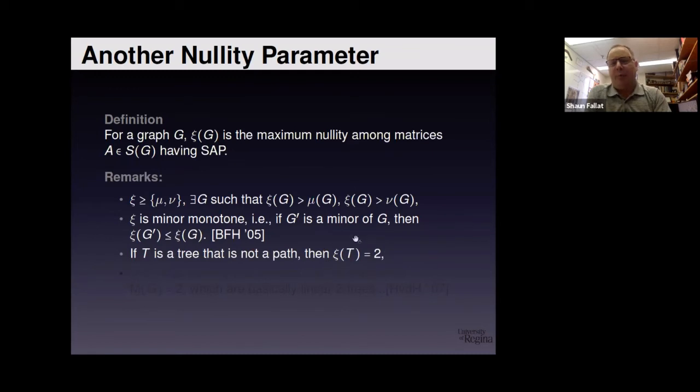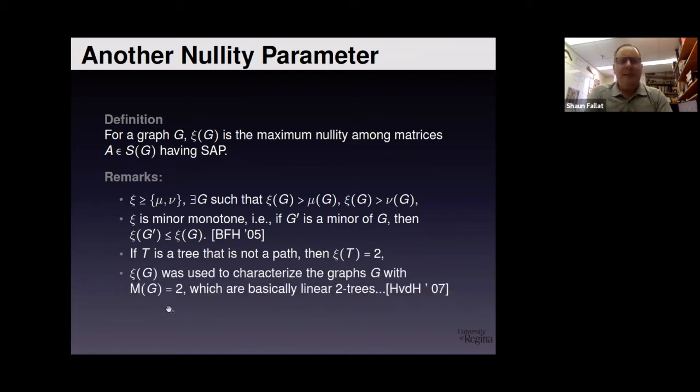It mimics the outerplanar property of mu that we saw before, but it did help in characterizing the graphs with capital M equal to 2. I'm not going to go into that characterization. It was done by others, 2007. But the graphs that have capital M equal to 2 turn out to be roughly speaking the same as the graphs that have z equal to 2. And those are so-called basic linear 2-trees. But I won't go through it now.